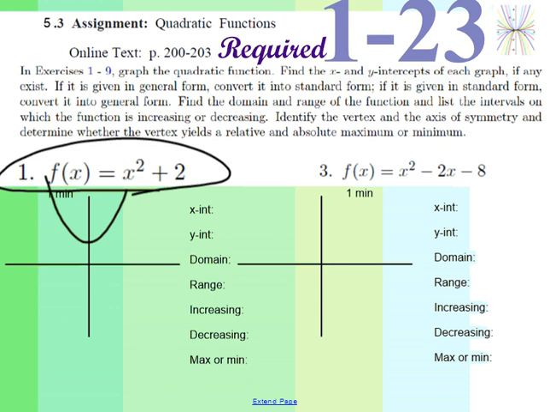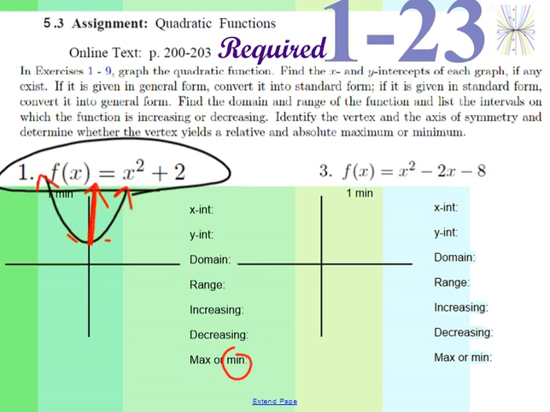All right. And then what's its domain and range? Once you have the picture, they're so much easier. Domain is all reals. Range is from here up. And it's increasing from here over. It's decreasing in this little zone here, from here to here. Does it have a max or a min? Well, it's got a low spot, so it's got a min.